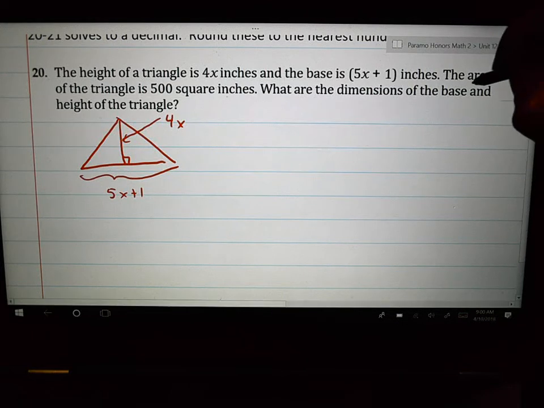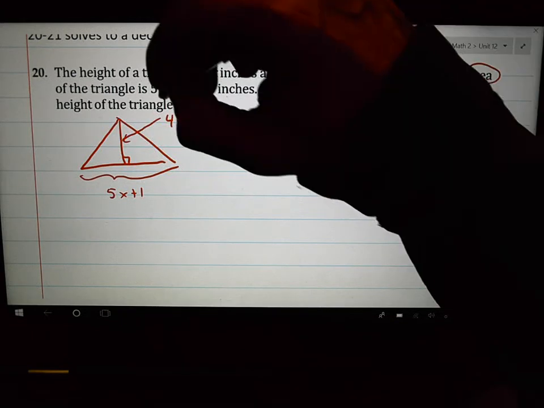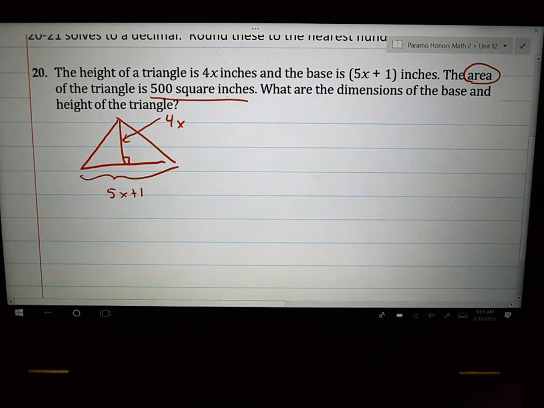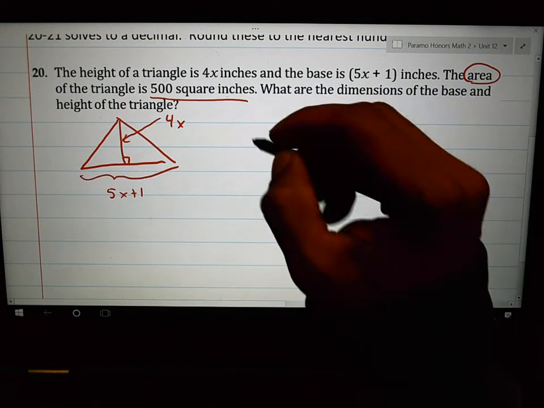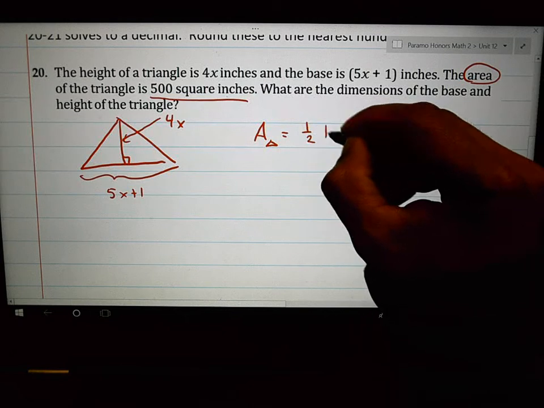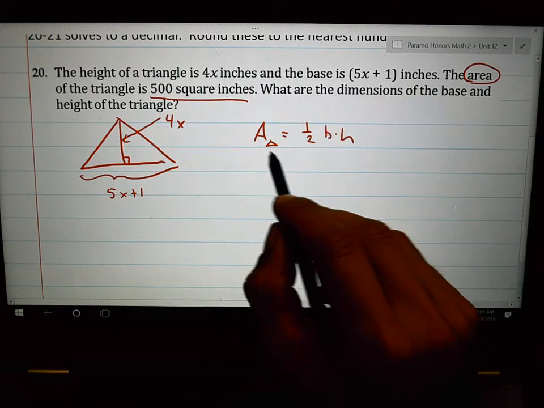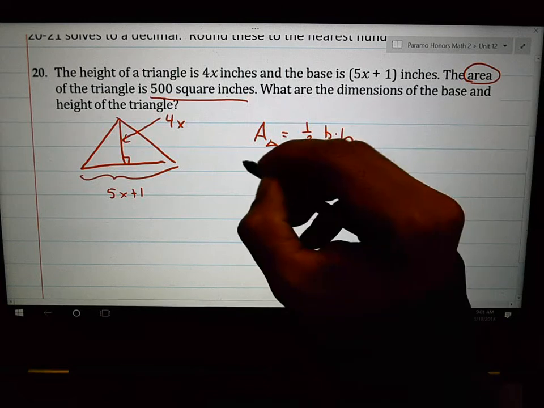So I have to use the given information that talks about area. It says that the area of the triangle is 500 square inches. So if I know anything about finding area of a triangle, I know that the area of a triangle is 1/2 the base times the height. They have told us what the area of the triangle is.